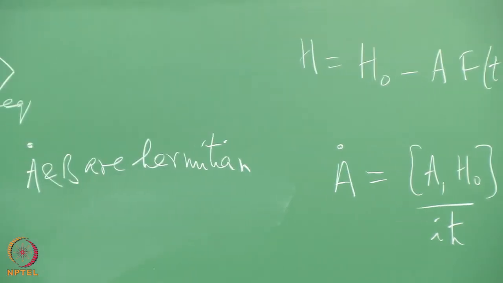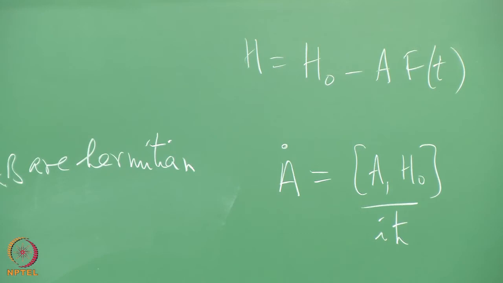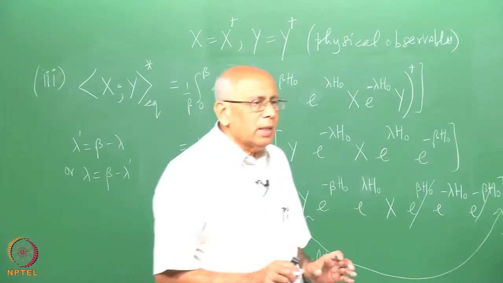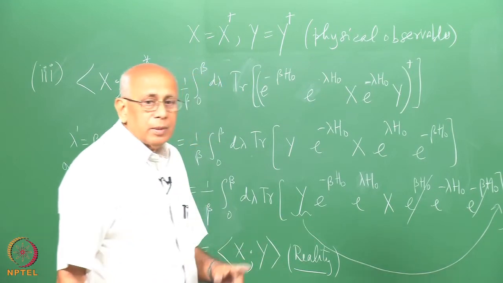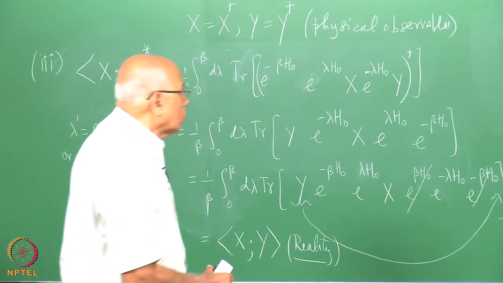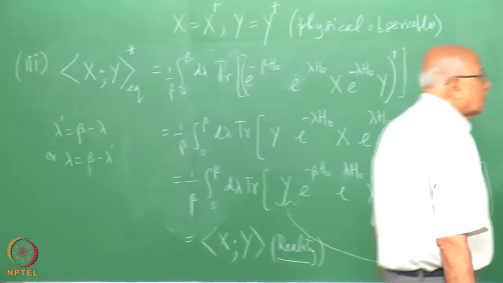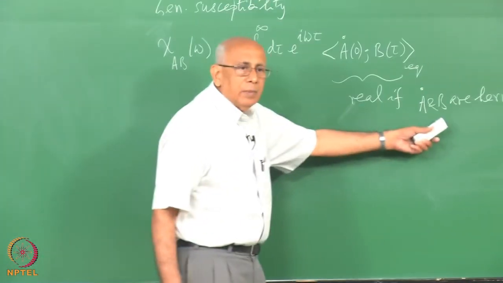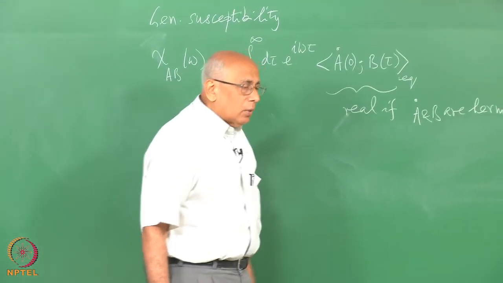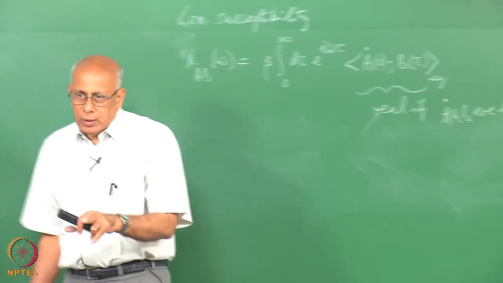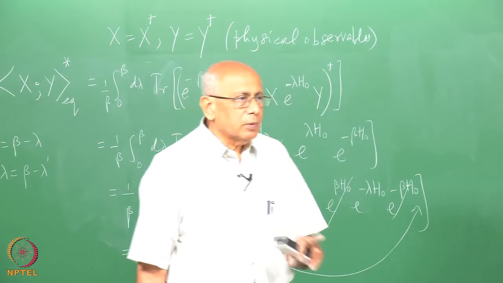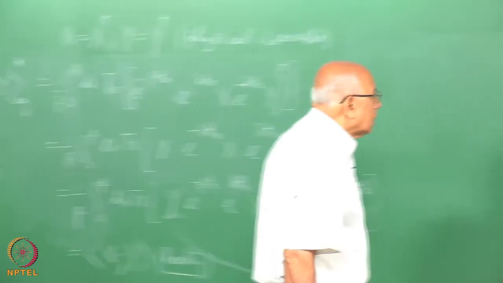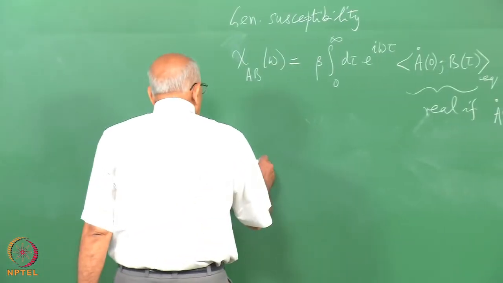The commutator of two physical observables represented by Hermitian operators has to be anti-Hermitian. And you put another i there, it becomes Hermitian. So we are in good shape. This says this is real if A dot and B are Hermitian operators. Now, if I apply a real force to a real system, I expect a real response. On the other hand, I know the following.